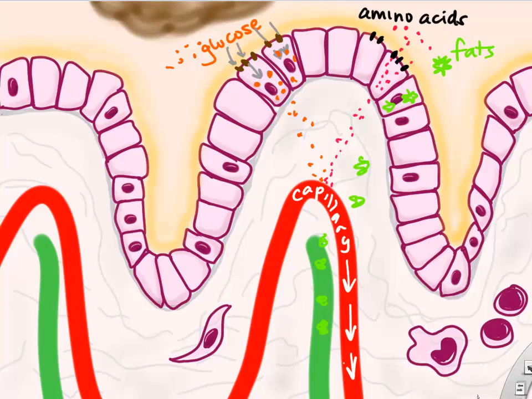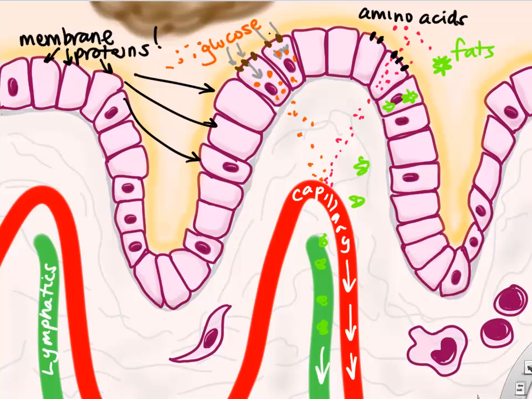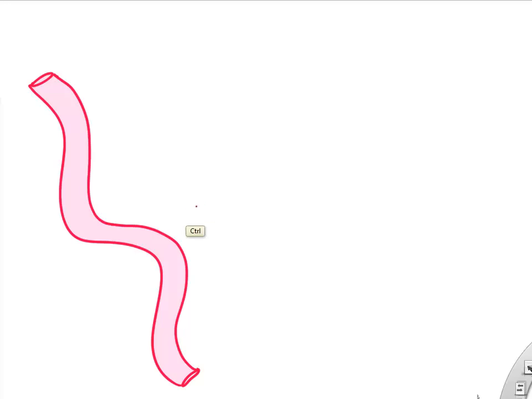Fats are a little different in that they're absorbed in these packages called micelles and picked up by our lymphatics and returned back to our circulation. So really it's all about membrane proteins absorbing these different nutrients and moving them across the cells and into your body.